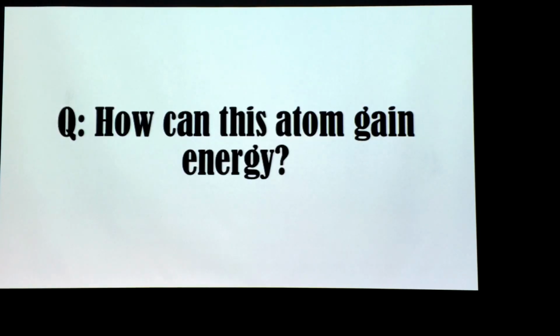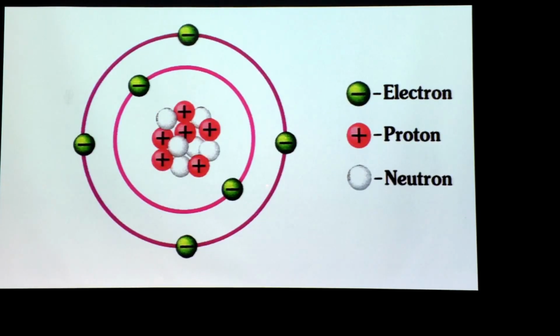Okay, how can this particular atom gain energy? Not necessarily by adding electrons, but by these electrons jumping to outer shells. As you jump away from the nucleus, you have more potential energy and you hold more energy. If you heat this molecule up, you're gaining energy. How exactly is it gaining? Because these electrons can actually jump.